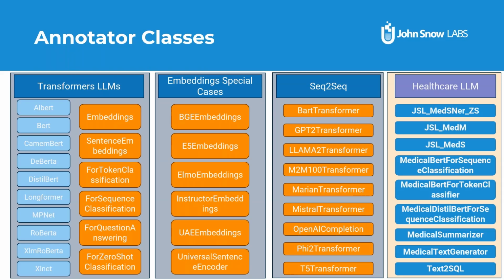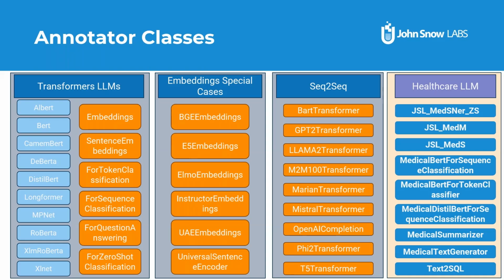So we can have BERT embeddings. So we can just say, I want to create embeddings using a pre-trained BERT model. Or then we can have BERT sentence embeddings that will create sentence embeddings using a BERT model, token classification, sequence classification, question answering, and zero-shot classification. So all of those are available in most of those different types of models.